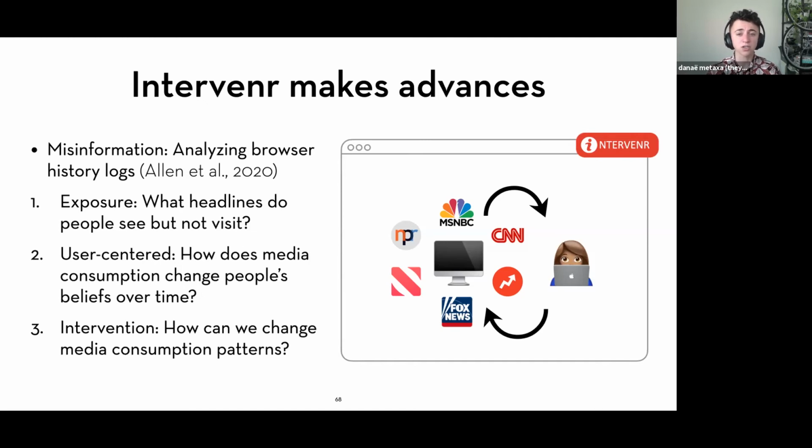In addition to studying media consumption patterns as they are, Intervenor can give us the capacity to run ecologically valid experiments. For example, periodically prompting users to do something like focus on content accuracy, which other recent work suggests is a promising strategy to counter misinformation.